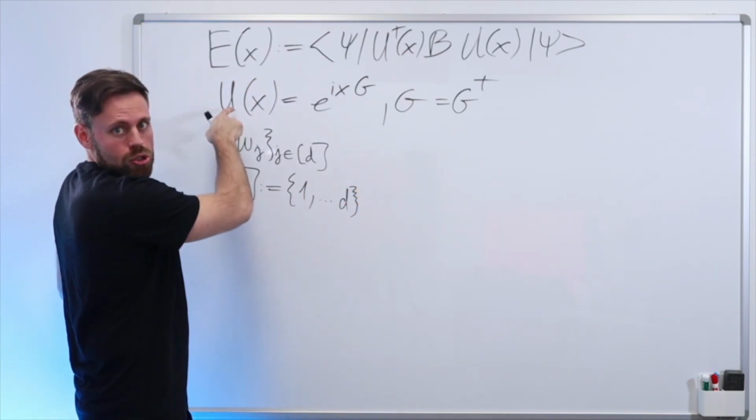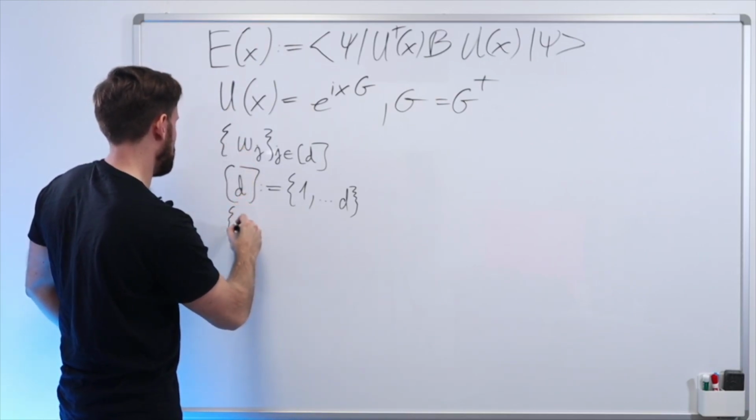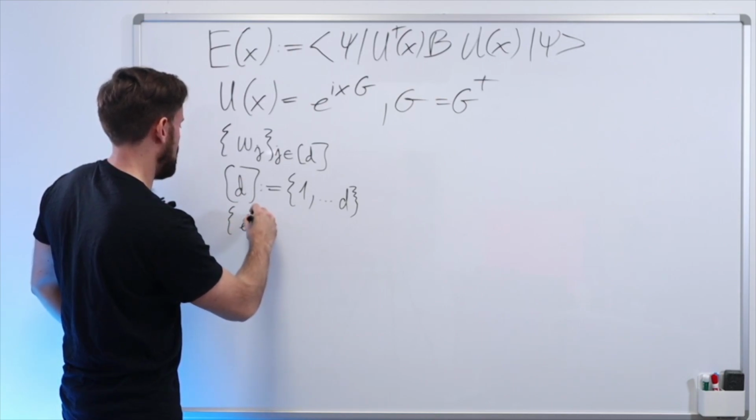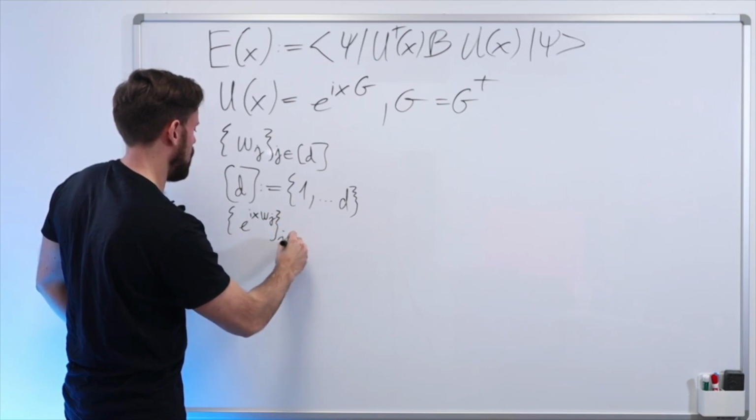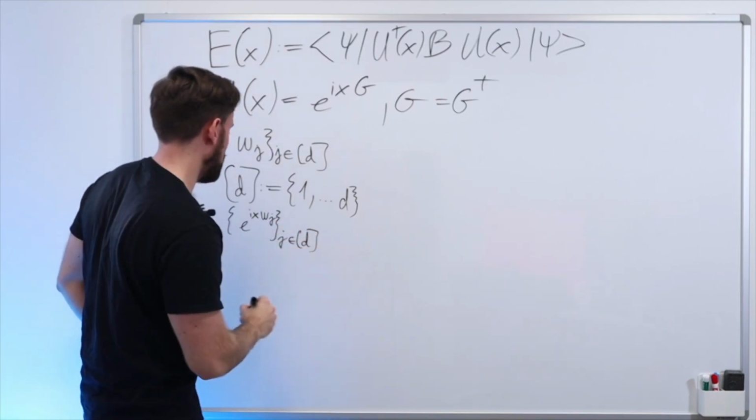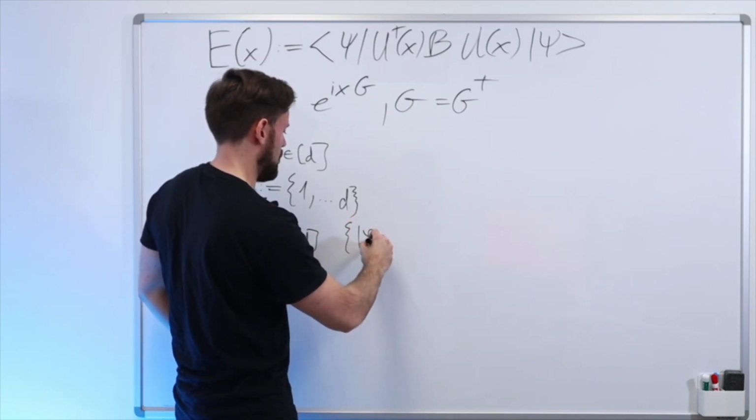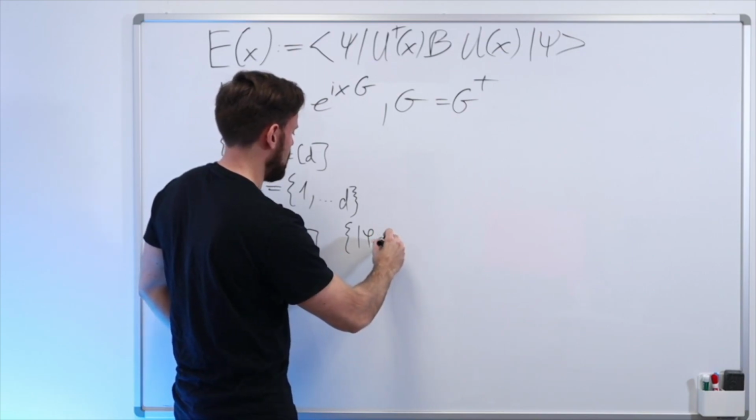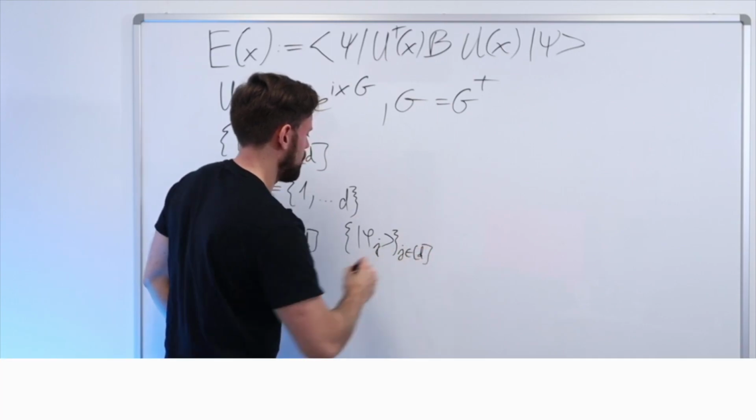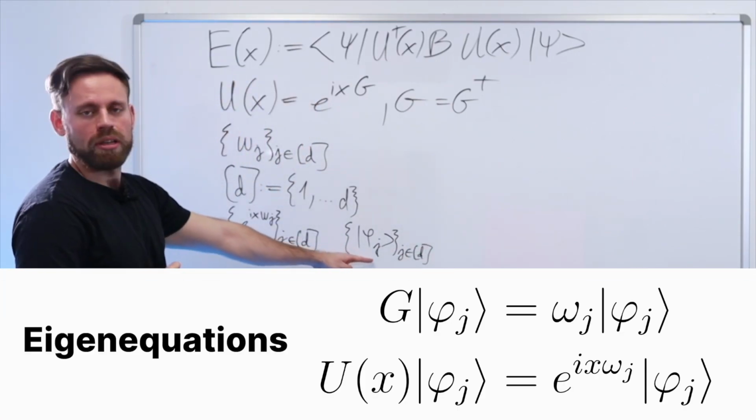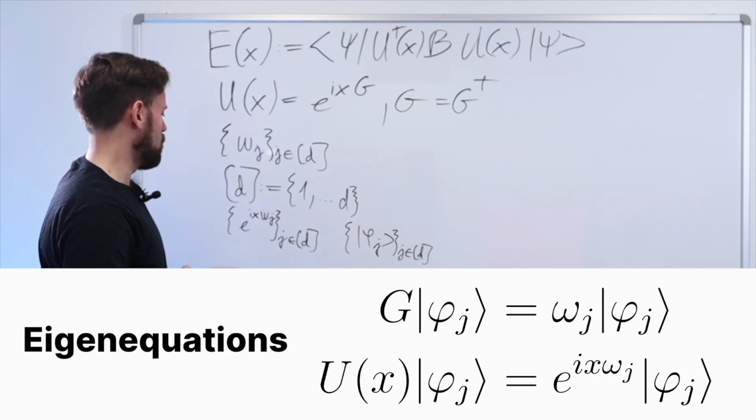Further to that, we can also introduce the eigenvalues and the eigenstates of U(x). The eigenvalues are going to be e to the power of i x omega j, such that j is from this square bracket D set, whereas the eigenstates can be noted as some ket phi j, such that once again j is from D.